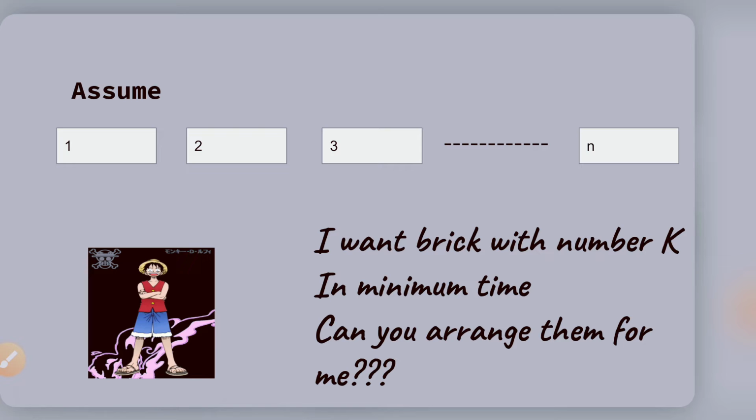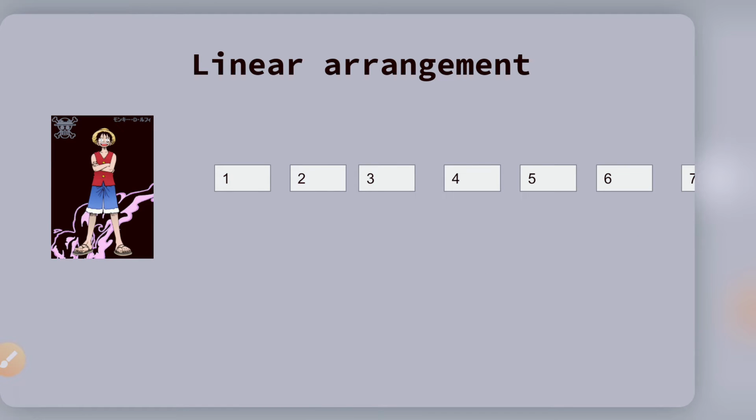And our task is to arrange those bricks in a manner such that it will take Luffy the minimal time to find the kth numbered brick. So the very first arrangement we can do is linear arrangement. Linear arrangement means we will arrange the bricks side by side. Don't focus on the order, guys. The order can be different. I have arranged them consecutively just to make it simple to understand.